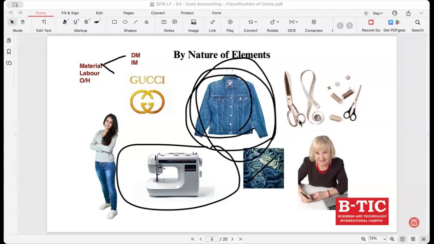Labor, same. Labor also you have direct and indirect. So labor cost can be further classified into two, which is again direct labor and indirect labor. What is direct labor? Who can define direct labor?